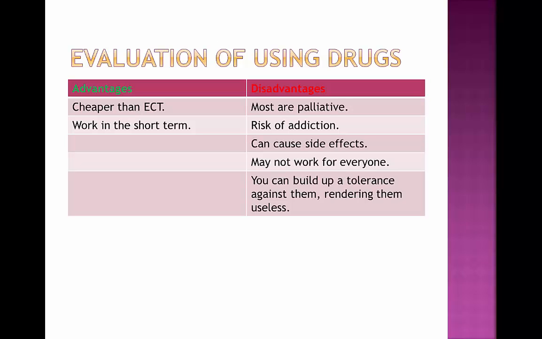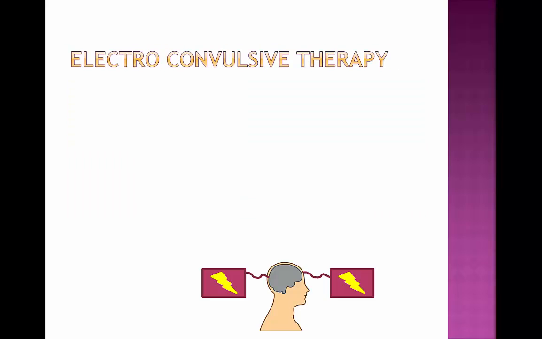Also, drugs may not actually work for everyone. Everyone's body chemistry is different, and what a benzodiazepine, for example, as an anxiolytic, may do for one person, it may not increase GABA levels in another. Also, you can build up a tolerance against them, which ultimately can in fact render them useless. However, you can't build up a tolerance to ECT or electroconvulsive therapy, and as a result, drugs are probably less effective than electroconvulsive therapy in the long run.